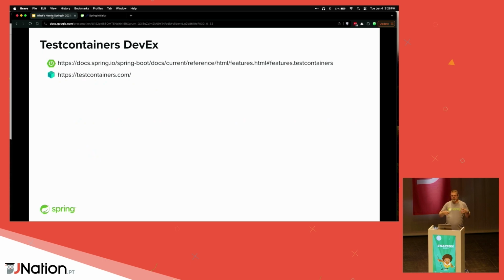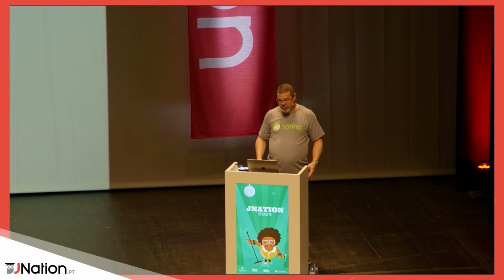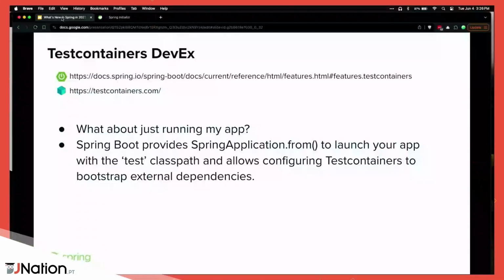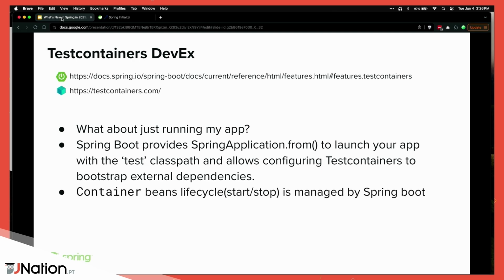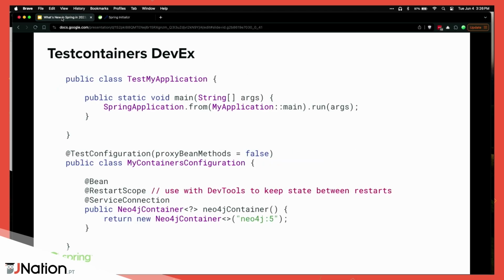But also, you don't just develop an application with unit tests, right? You want to run your application, poke at it, and you want all those same services up. So there's a developer experience part of this that the Spring Boot team has created. There's a new method on SpringApplication that you can use in your test sources, and it allows you to configure these containers for your running application. You create this test application in your test sources, reference your main application, and then you can provide all the containers it needs.